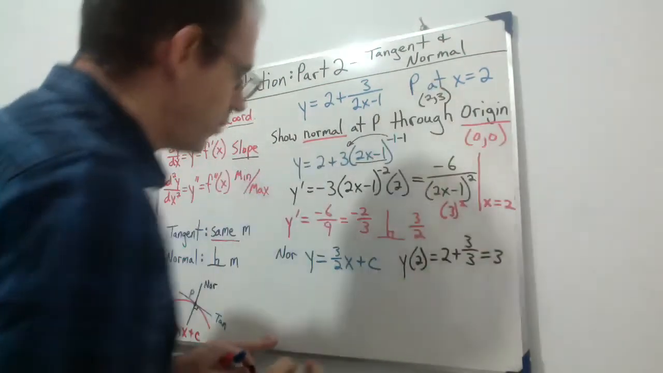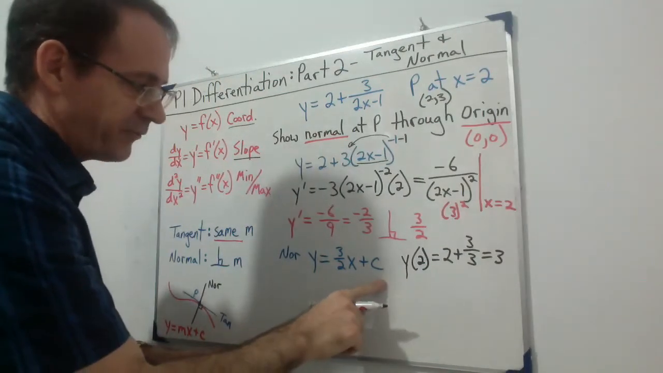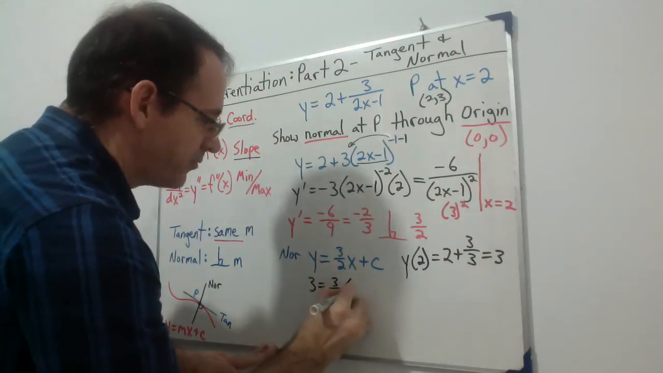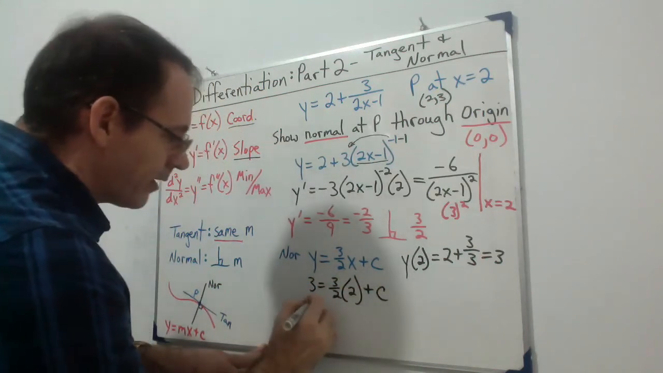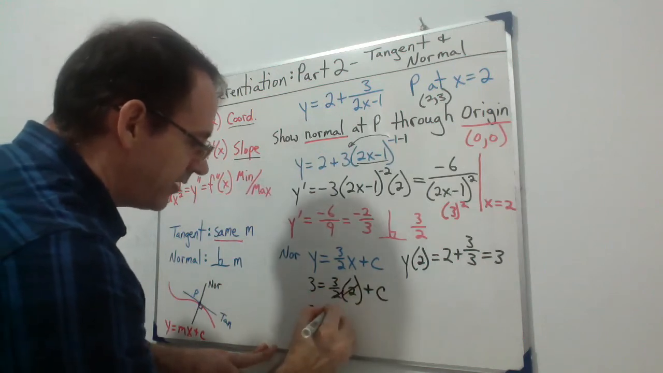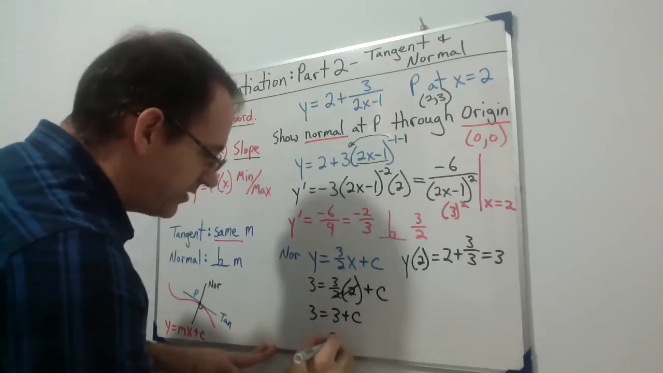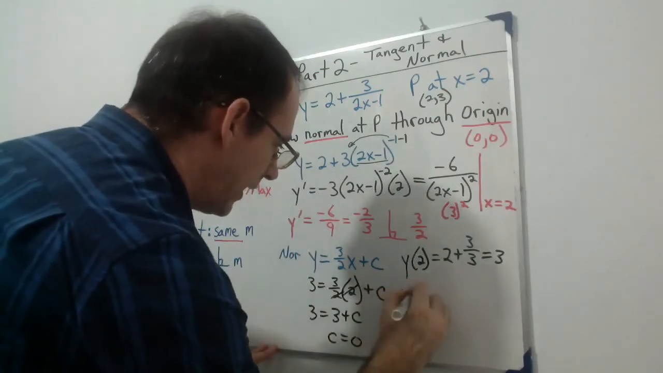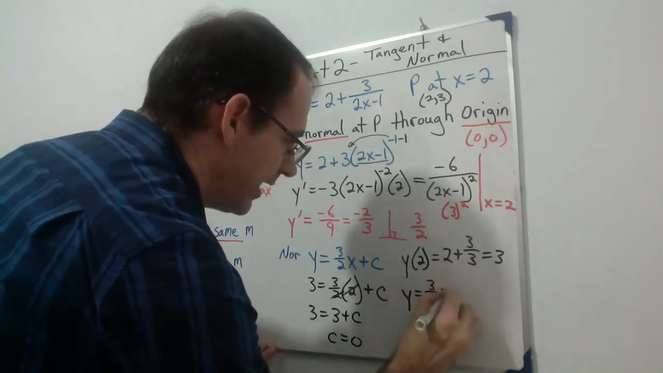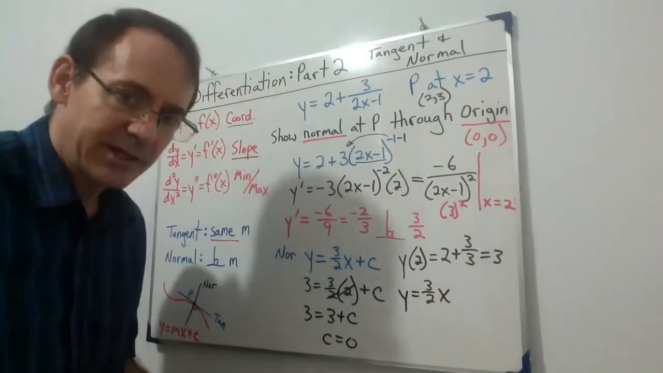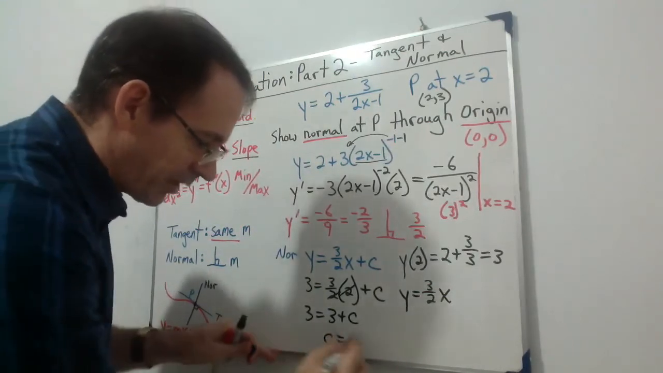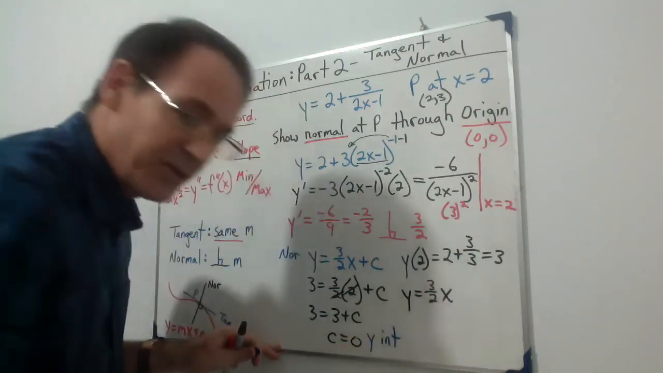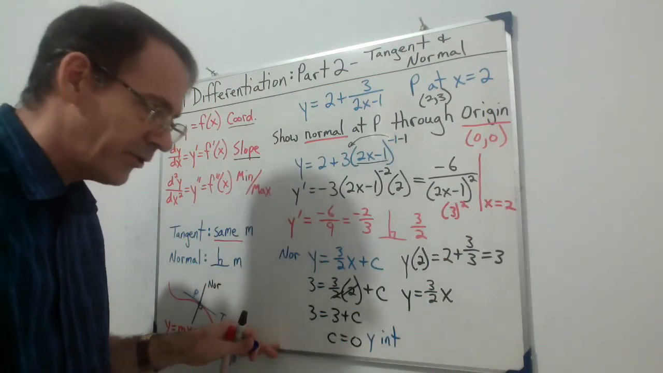So now that we have the coordinates, we can plug that in here to find our C. So 3 equals 3/2 of 2 plus C. 3 equals, the 2's cancel, 3 plus C, which means C equals 0. So if our y equals just 3/2 x, okay, there's two ways of looking at it. This is our y-intercept. Okay, the y-intercept is 0. It means it's crossing the y-axis at 0.